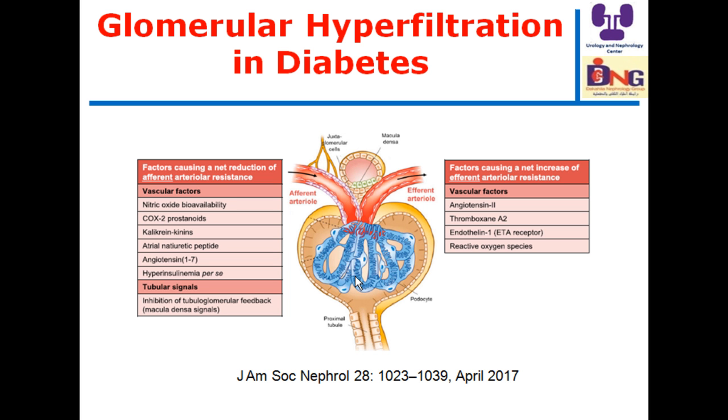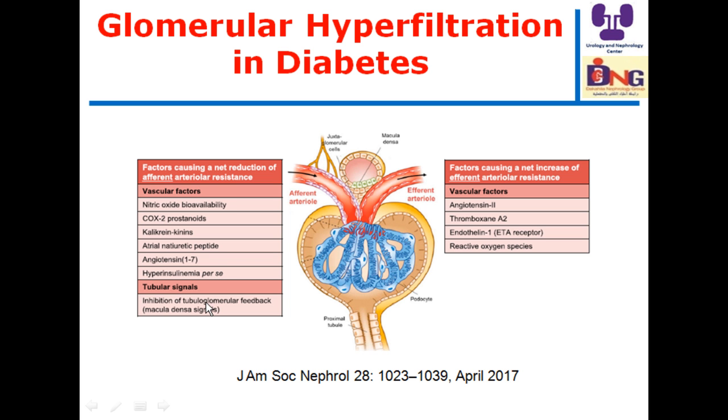But what happens in hyperfiltration? There is more and more afferent dilatation and more efferent constriction. Why does this occur? Because of factors causing a net decrease of afferent arteriolar resistance. This means afferent vasodilatation, through either vascular factors or tubular signals. Vascular factors include nitric oxide bioavailability, COX-2 prostanoids, kallikrein kinins, ANP, angiotensin 1 to 7, and hyperinsulinemia per se.